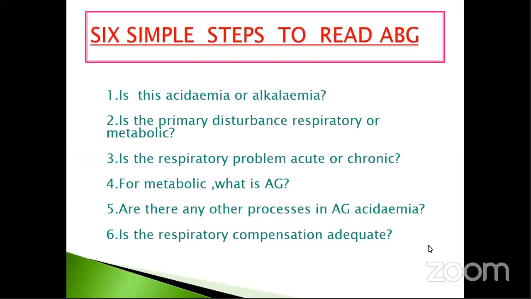Coming to slide how to read ABG. So there are 6 important steps. Step number 1 is this acidemia or alkalemia. Step number 2 is the primary disturbance, respiratory or metabolic. Is the respiratory problem acute or chronic? For metabolic disorders, what is the anion gap? Question number 5, are there any other process in anion gap acidemia? And last question, which we should find the answer, is the respiratory compensation adequate?